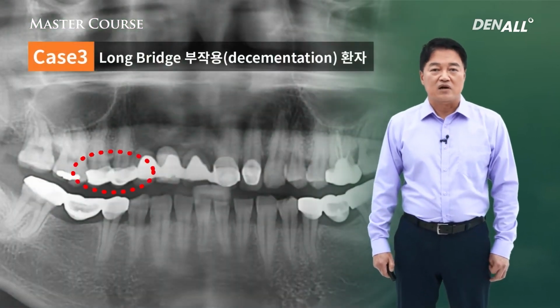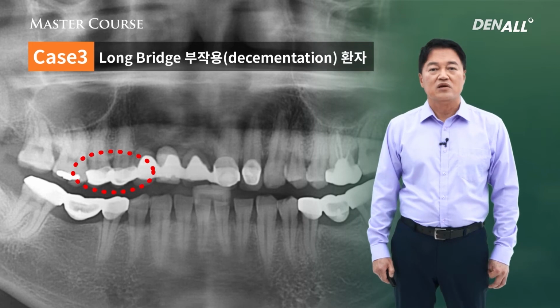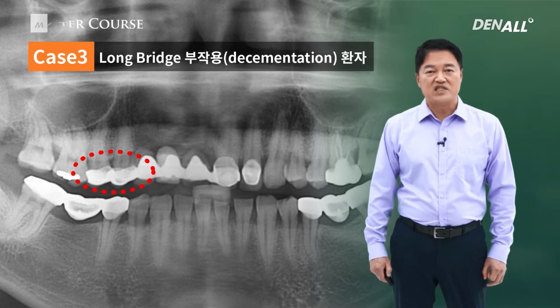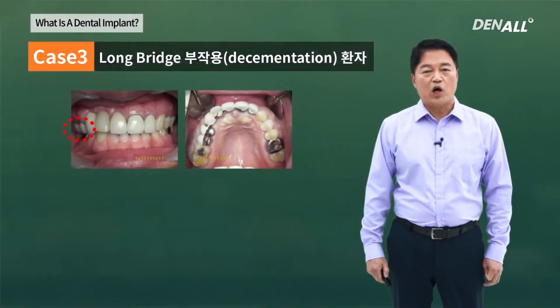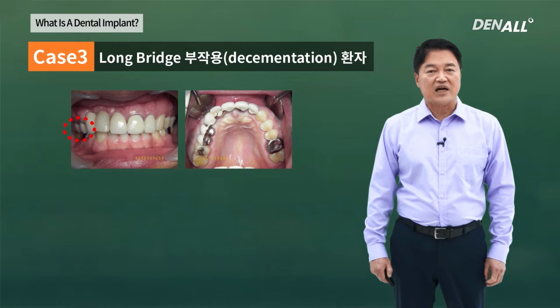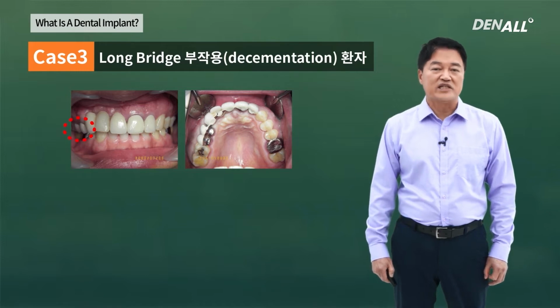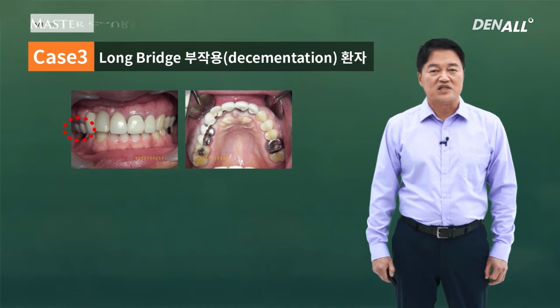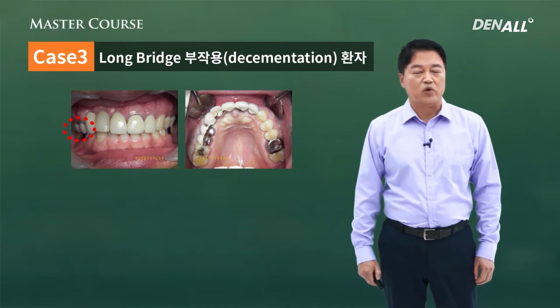Let's look at a third case. In the 3 missing areas, 7-unit bridge was done. As you can see, this was long bridge, and in number 24 and 25, the surveyed crown tooth, the clinical crown was very short and decementation occurred, and there was mobility.